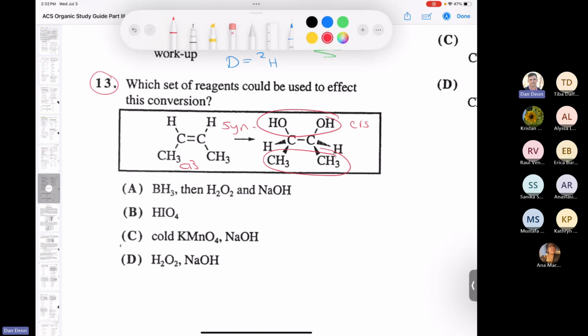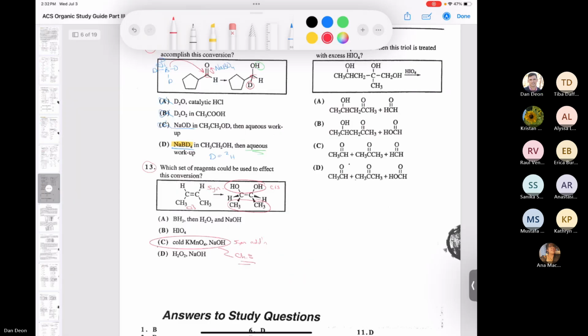And if you remember, the way we do a syn dihydroxylation is using osmium tetroxide and NMO, or you can use potassium permanganate, but either way, this does syn addition across a double bond to make a diol. This is a reaction that was covered in chapter 8, if you want to go back and take a look at that one.